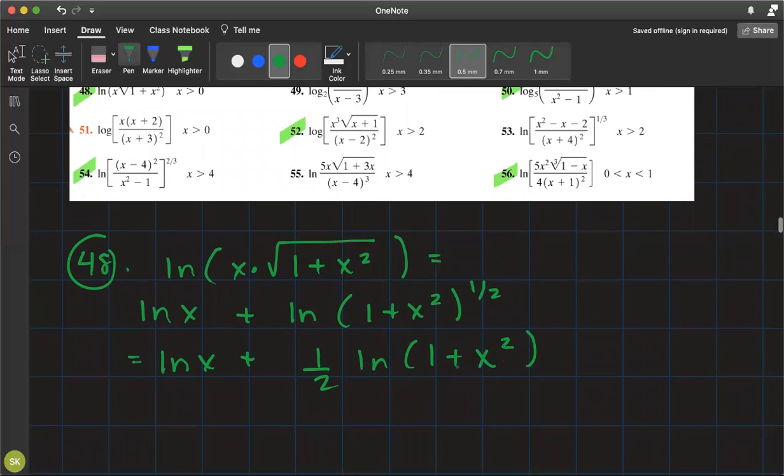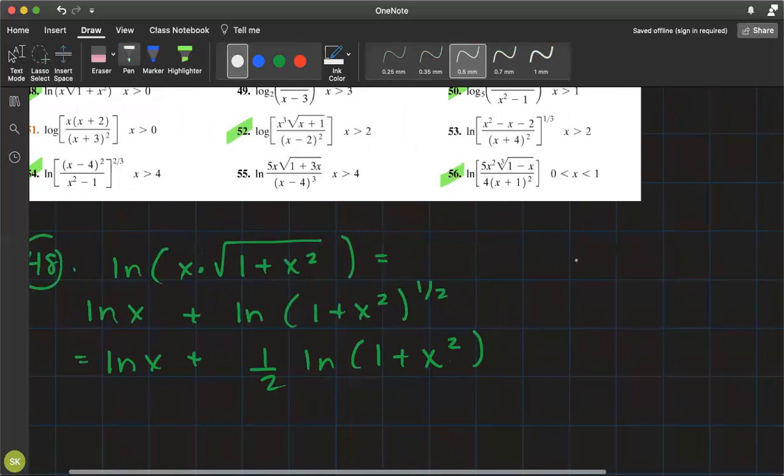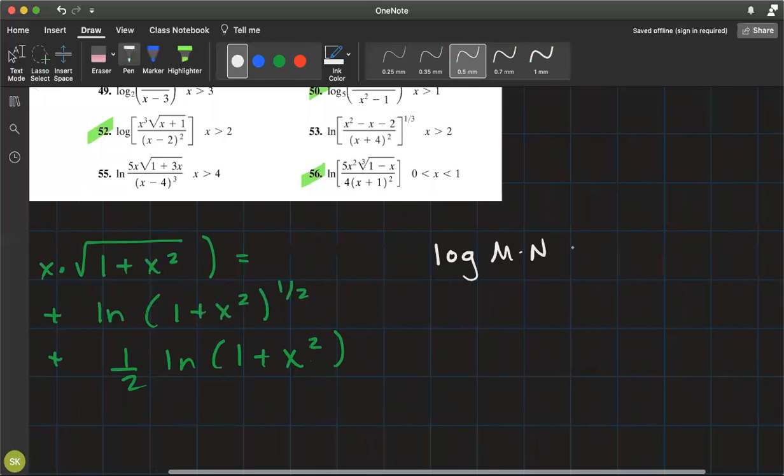Now, an addition sign does not become an addition sign on the outside of a log, and it does not become a multiplication on the outside of a log. So that rule where we had, let me write it over here. We had a rule that the log of m times n is equal to the log of m plus the log of n. This is a true statement. So you can go back and forth.